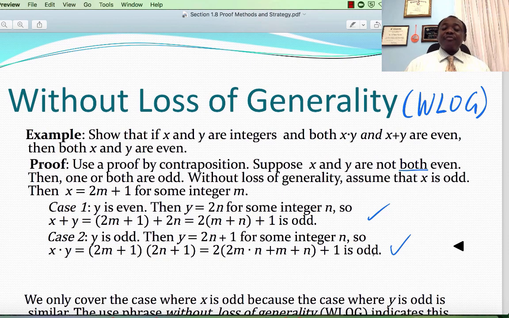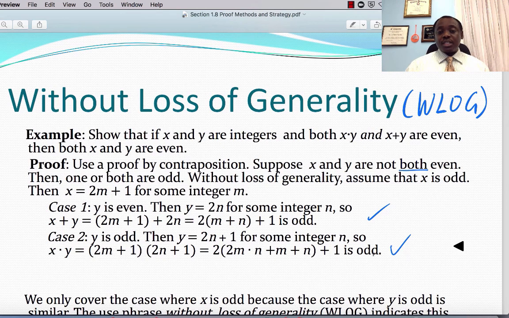So we didn't even have to verify all the different cases, but we have definitely concluded that if both x and y are not even, then both x times y and x plus y will not be even. One of them could be even, but at least one will be odd. So we have just a few cases to verify, and we conclude without loss of generality.